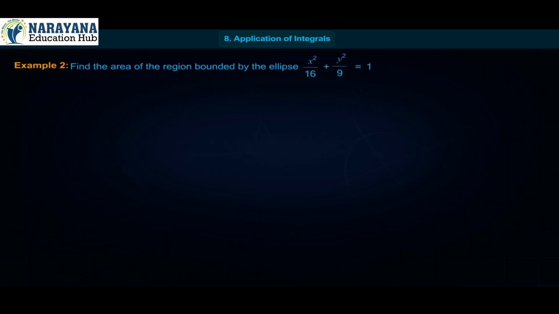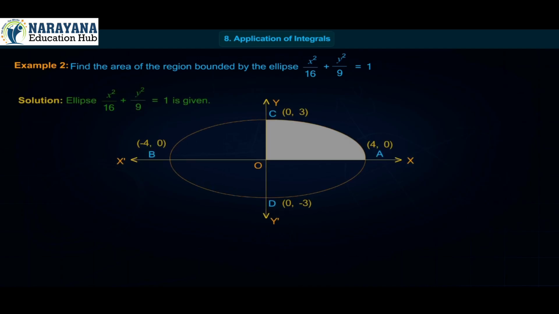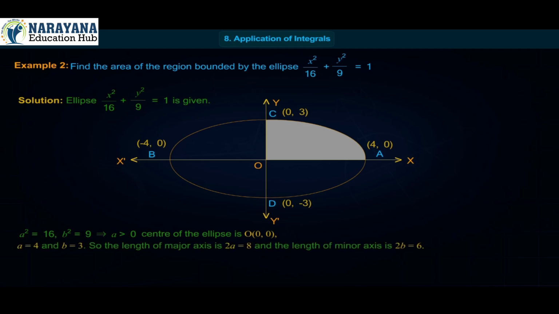Example 2. Find the area of the region bounded by the ellipse x square upon 16 plus y square upon 9 is equal to 1. Solution. Ellipse x square upon 16 plus y square upon 9 is equal to 1 is given. a square is equal to 16, b square is equal to 9, implies a is greater than 0. Center of the ellipse is O(0, 0). a is equal to 4 and b is equal to 3.